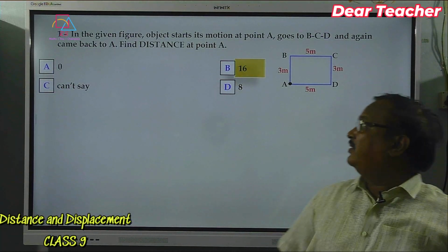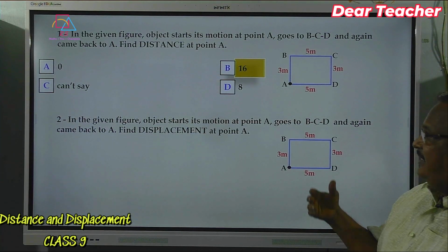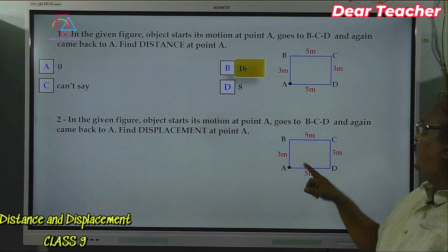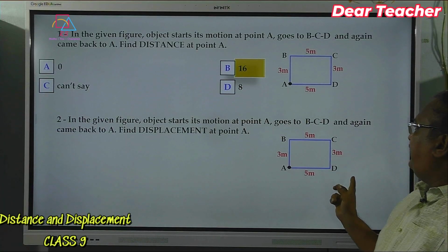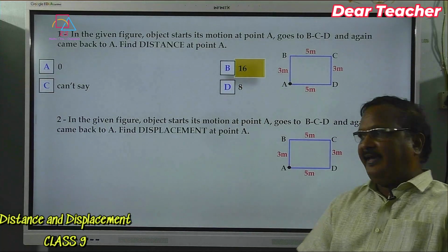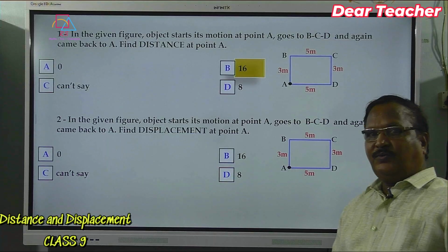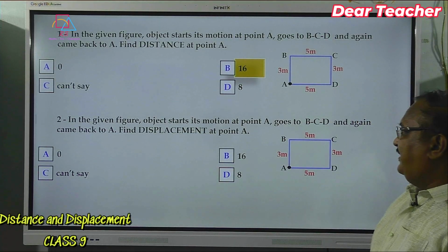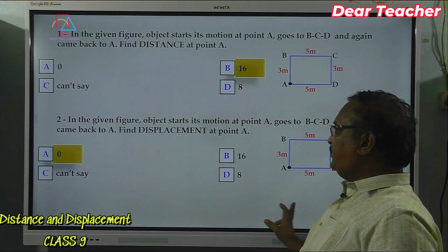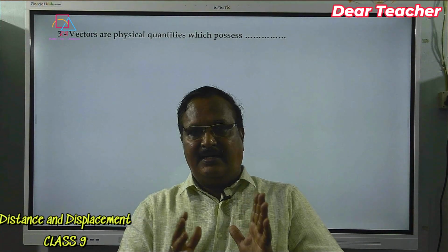Next question, please do it. In the given figure, the object starts its motion at point A, goes to B, C and D and then back to A. Find the displacement. Let us see what answers are given. What would be the answer? Definitely 0 is the answer. I hope you have understood distance and displacement.